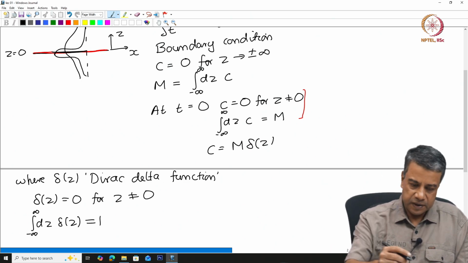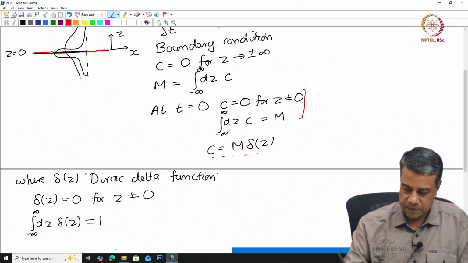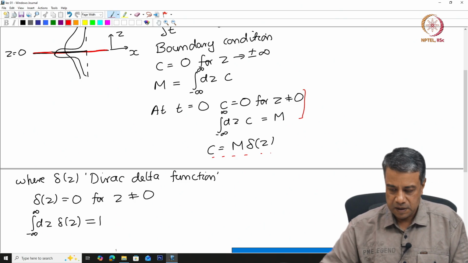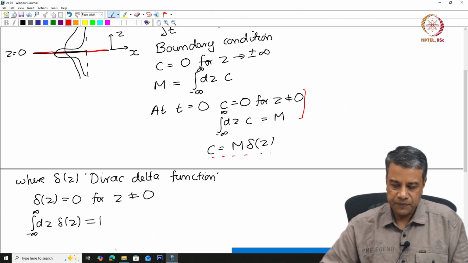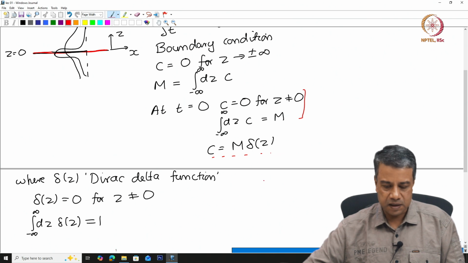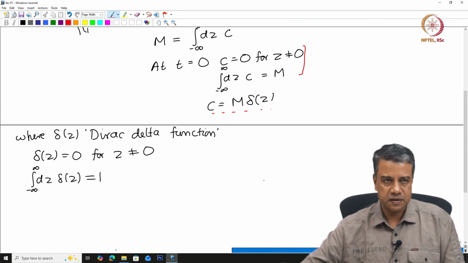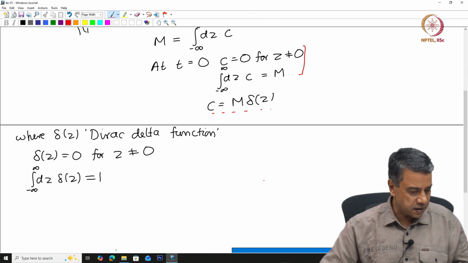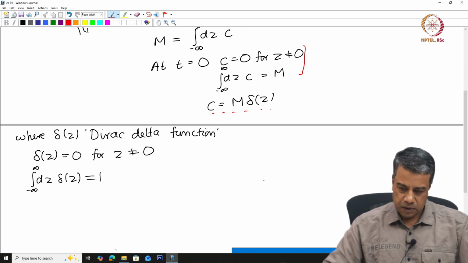And you can see that when we write c as m times delta of z, you get basically this expression. The integral is m and c is equal to 0 for z not equal to 0. So the initial condition is what is called a delta function. That is, you have a finite amount of mass within an infinitesimal thickness. So that is what is called a delta function. So how do we solve this?